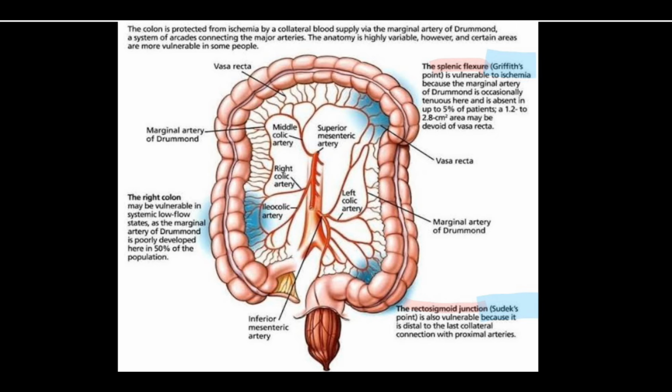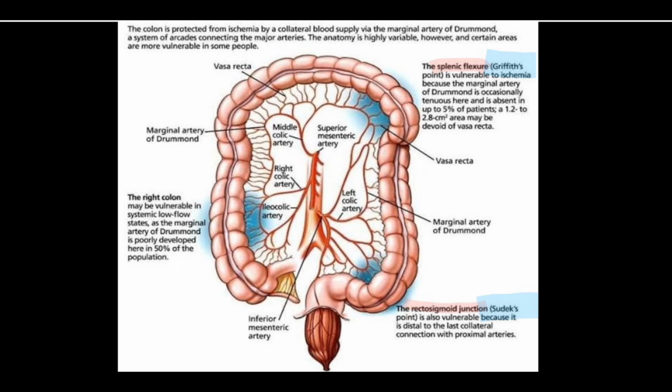Then next image we have the points where the ischemic colitis is more prone to occur. In the colon, we have the marginal artery of Drummond, and in certain areas the blood supply is poor, so it is vulnerable to ischemia. The first area is in the region of the splenic flexure on the left side, and what is the point here? Griffith's point. Then we have the rectosigmoid junction. In the rectosigmoid junction, it is Sudeck's point.